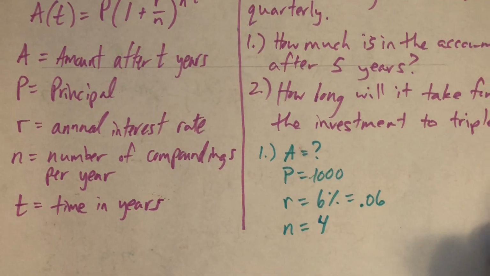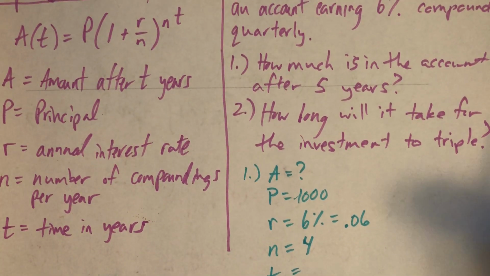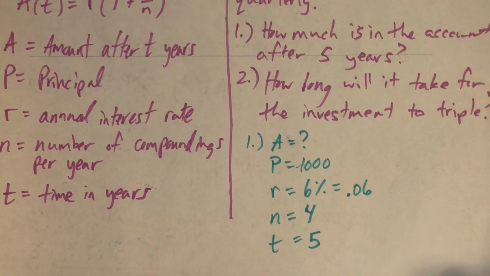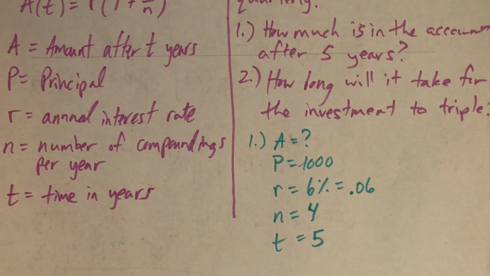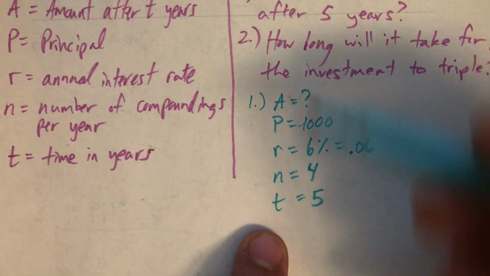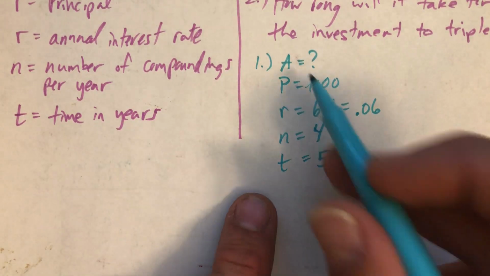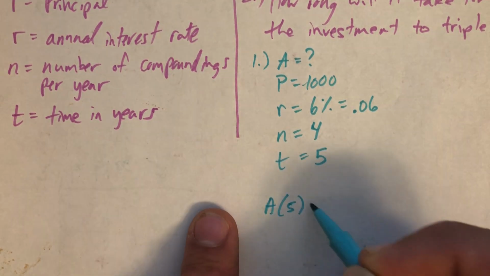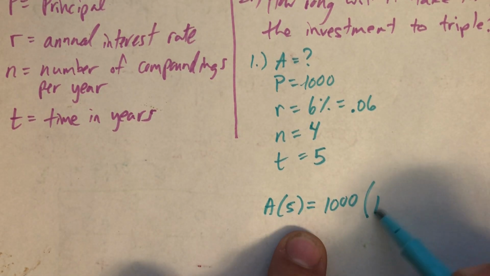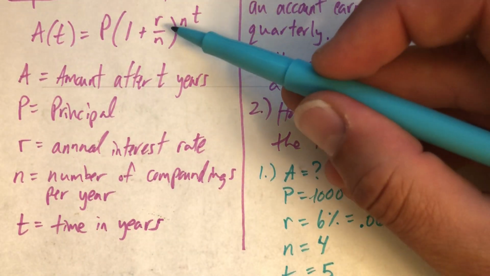Okay, T is time in years. So T for number 1, well, how much is in the account after 5 years? Well, T equals 5. Okay, so once we've done this little organization piece, all that's really left here is honestly calculator work, because we're just going to put all these in our nice formula here, right? So A of T, that's what we want. So we want A of 5.